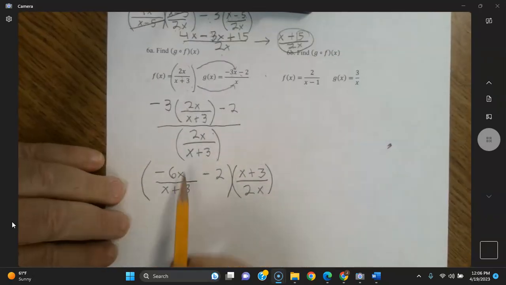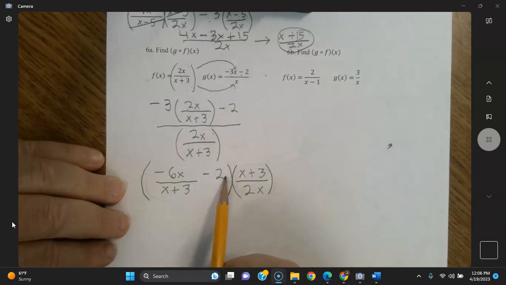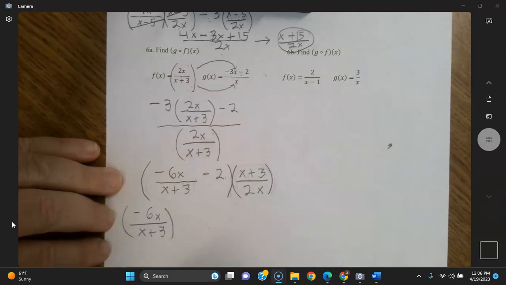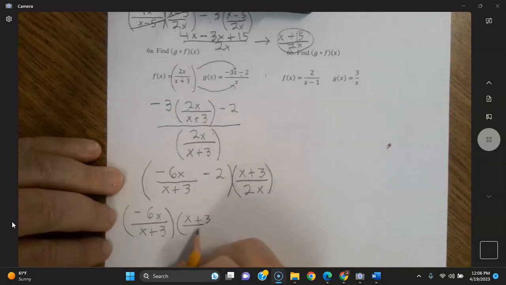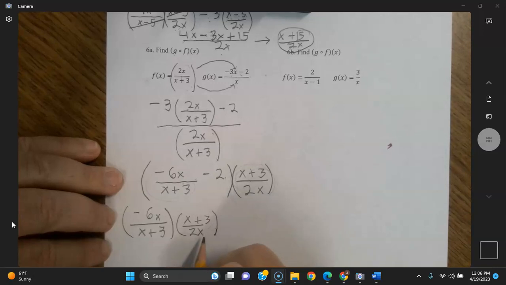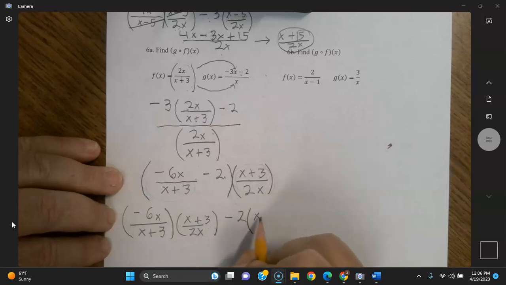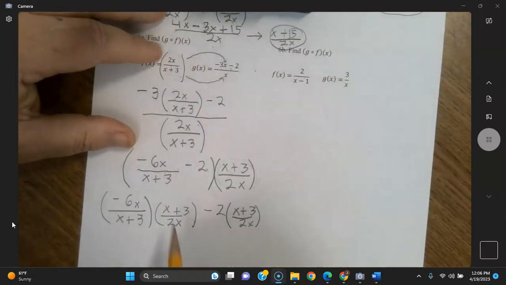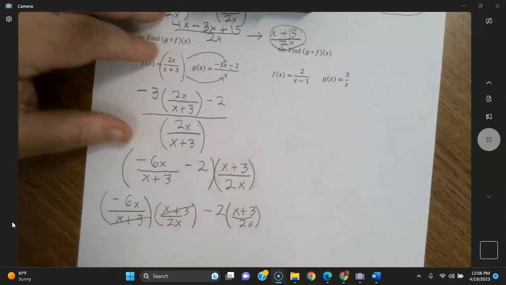Now I'm going to distribute this to here, and then distribute this again to here. To distribute, just like multiplying through. So what I have here is negative 6x over x plus 3 in parentheses times this, which distributed over here, x plus 3 over 2x. Now I have this distributed to here, so it's minus 2 times x plus 3 over 2x. Okay? All right, so the 3x here, x plus 3 here, and x plus 3 here cancel.